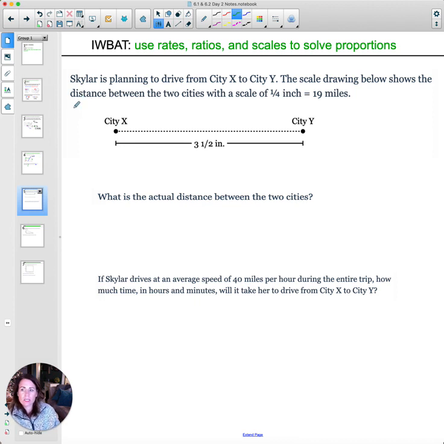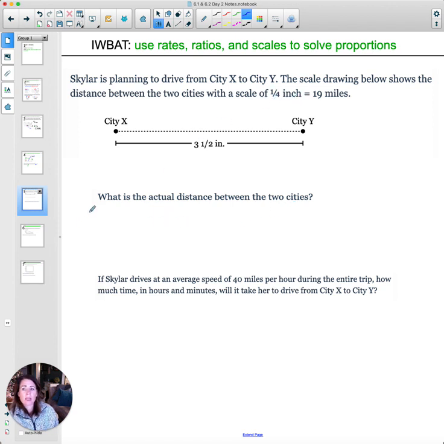So let's take a look here. Skylar's planning to drive from city X to city Y. The scale drawing below shows the distance between the two cities with a scale of 1/4 inch equals 19 miles. So remember, 1/4 inch on the map equals 19 miles in real life. So here's the city. They're saying the cities are 3.5 inches apart.